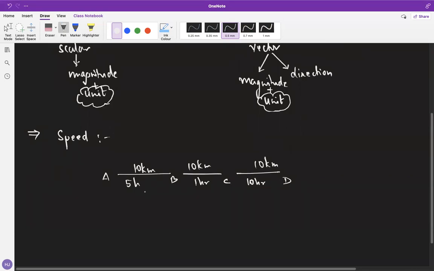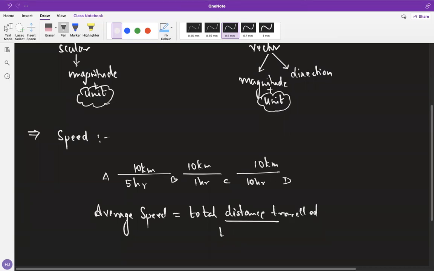There could be many factors due to which I did not travel at a constant speed. Maybe traffic, maybe I stopped to eat something. Between B to C, I did not stop, I traveled the fastest. But if I want to calculate my average speed for the entire journey, then we need to know the total distance traveled, that is from A to D, over the total time taken.